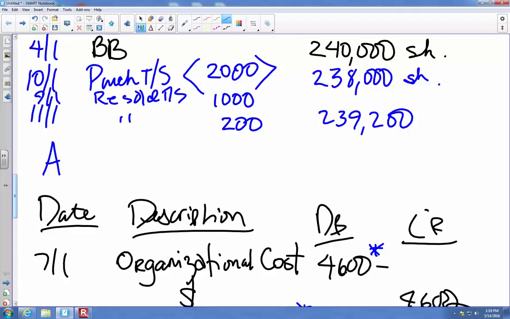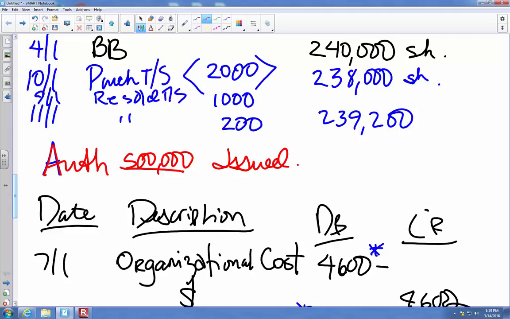Okay, so how many shares do I have authorized? 500,000. How many shares do I have issued? 240,000. Issued is always the number that were ever out there. They're issued, they're live, I just have some of them in my own treasury.